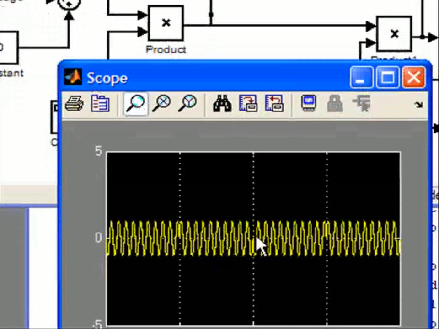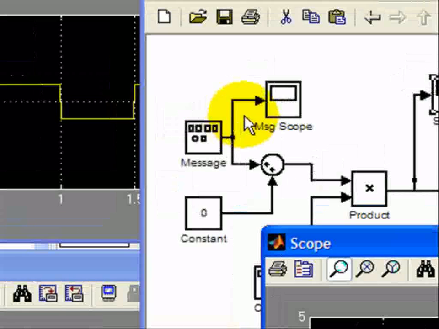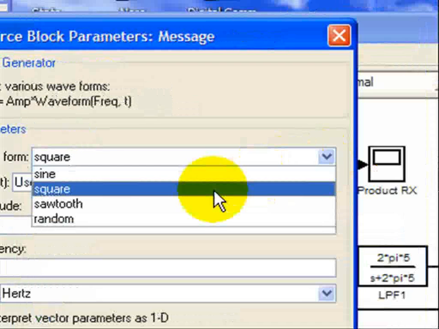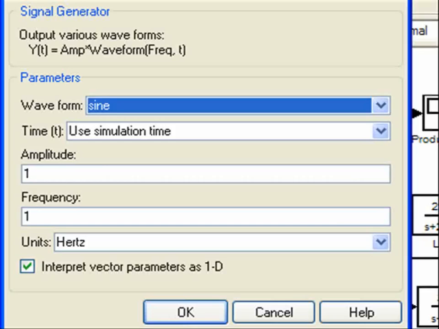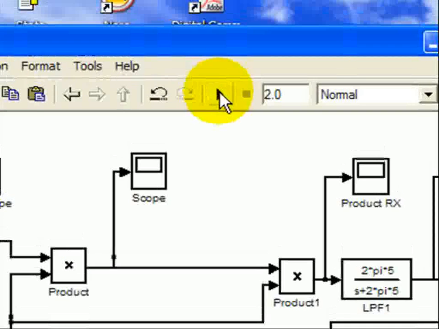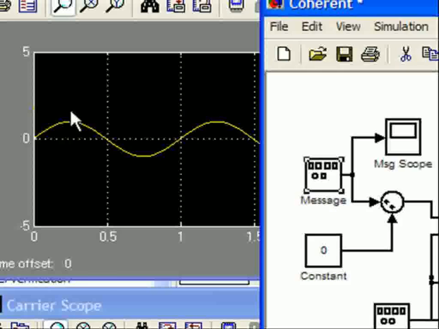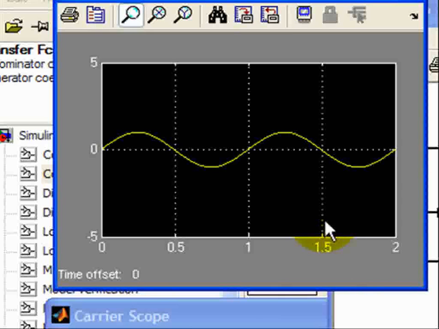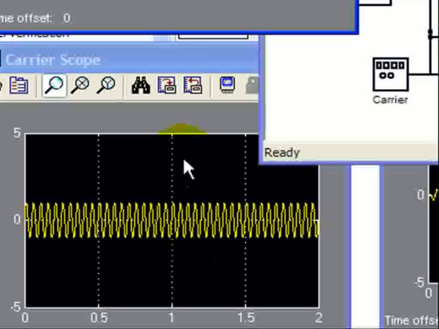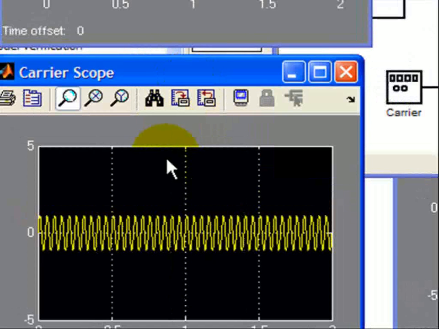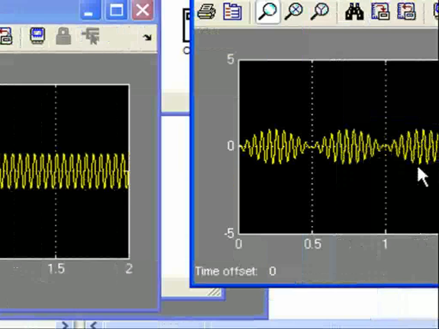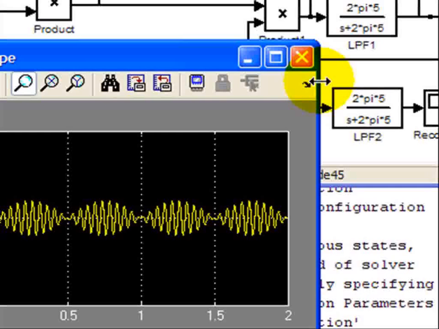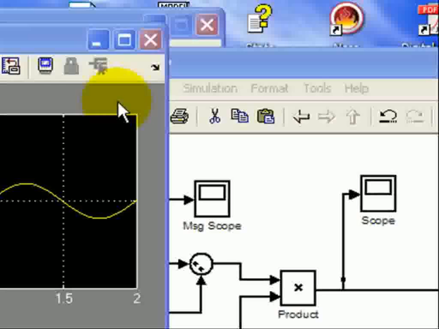But this is just a square wave, so let me change the signal generator to a sine wave so it looks clearer. Run it, and you can see here's my sine signal, my message, my carrier, and then my double sideband suppressed carrier AM. All right, let me zero this out now and show you how we can recover this.